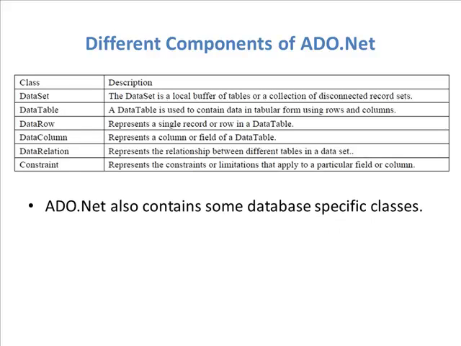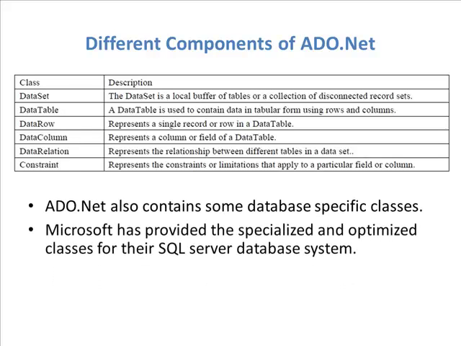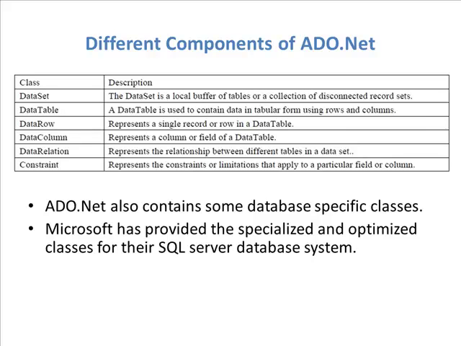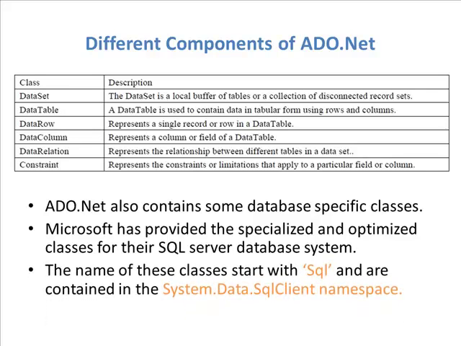ADO.NET also contains some database-specific classes. This means that different database system providers may provide classes optimized for their particular database system. Microsoft itself has provided specialized and optimized classes for the SQL Server database system. The names of these classes start with SQL and are contained in the System.Data.SqlClient namespace.